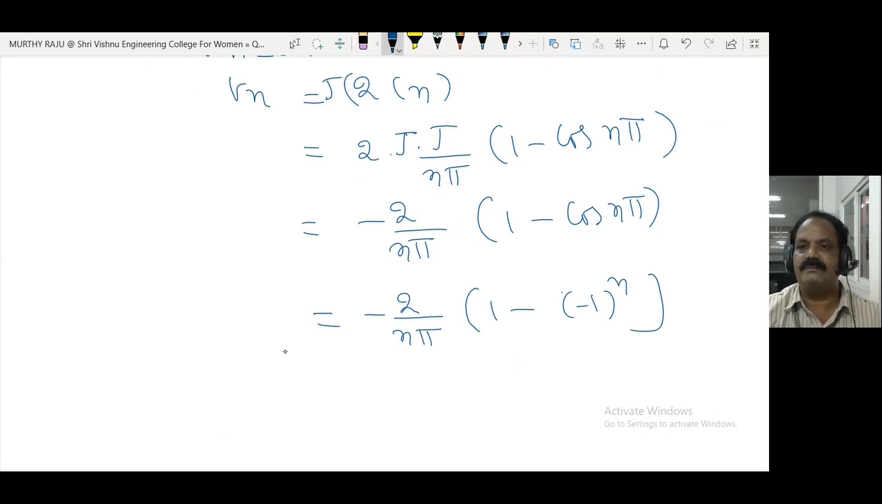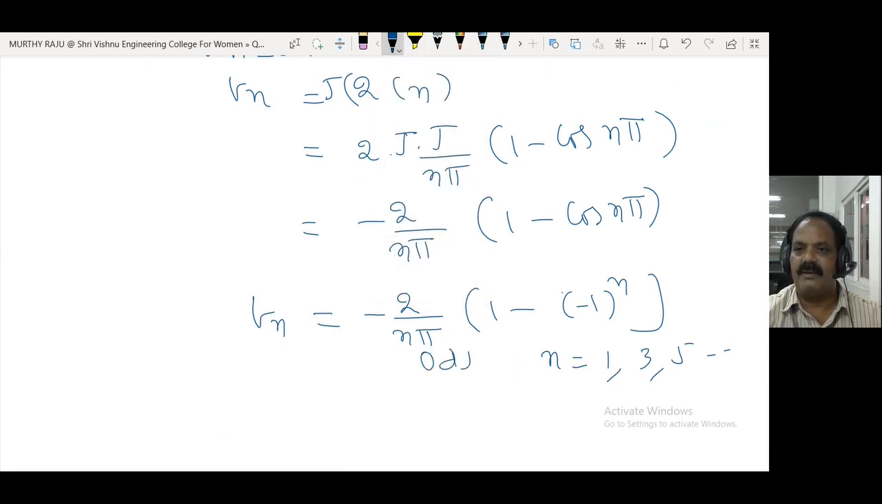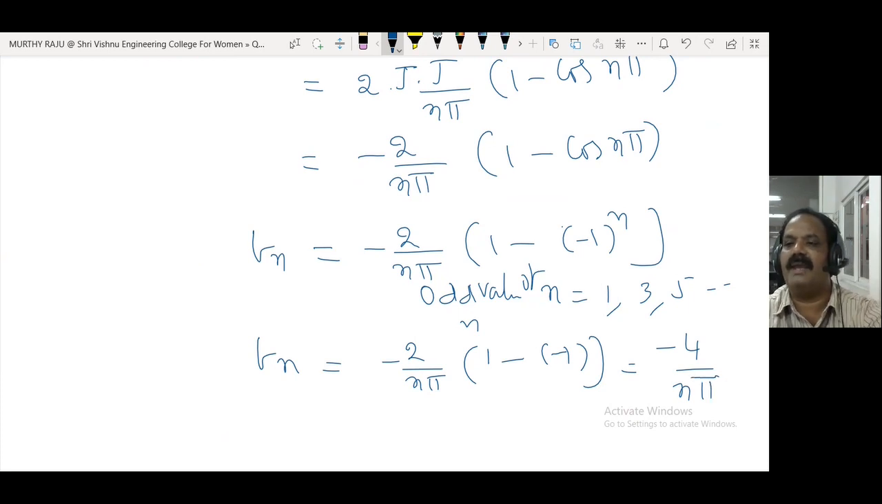For odd values of n, that is n is equal to 1, 3, 5, 7 and so on, Bn is equal to minus 2 by n pi into 1 minus of minus 1, which gives minus 4 by n pi for odd values of n.